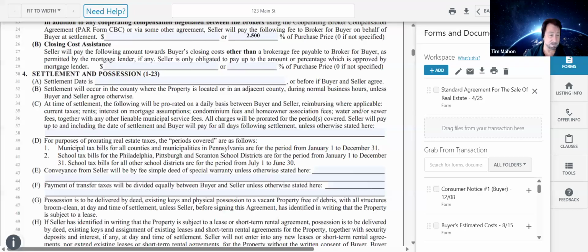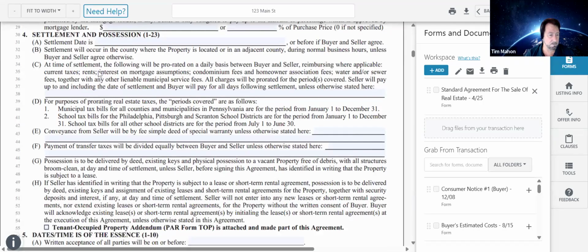Buyers have to attend settlement because the seller just agrees to transfer the deed as long as the buyer gets all the money, is pretty much the bottom line. But buyers must attend settlement in person. Okay. A lot of this is stuff that I touch base with on my buyers. Basically, the settlement date I've explained.